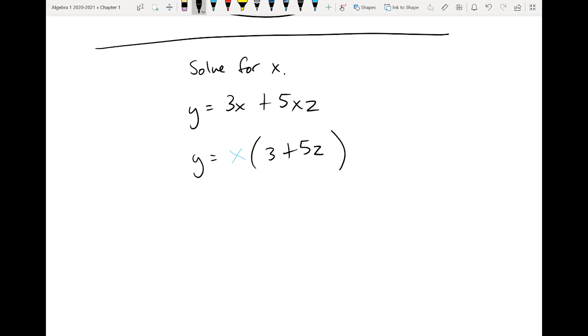Okay? If you don't believe me that this is actually a thing you can do, factoring, right? Just redistribute, right? And look at what the result will be. X times 3 is 3x. X times 5z is 5xz. So it's the same exact thing effectively.